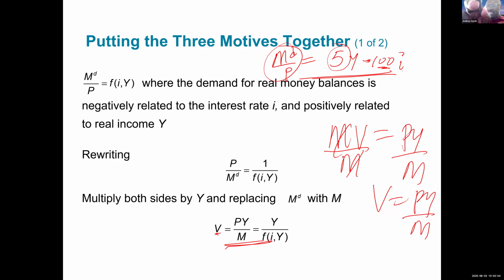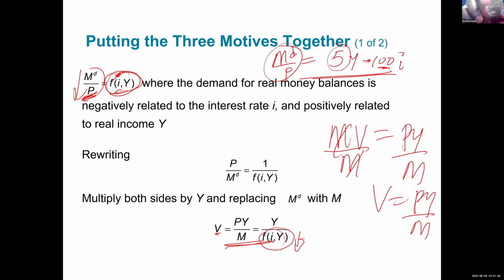Remember, interest rate is entering this function. Because you know that MD over P, the money demand function, equals F of i, Y. So when an interest rate goes up, there's a negative relationship between interest rate and the money demand. So this entire function is your money demand. When interest rate goes up, the money demand is going to fall, because there's a negative relationship between interest rate and the money demand function. So if i goes up inside this function, this entire function is going to fall.